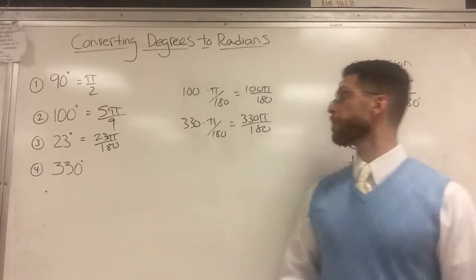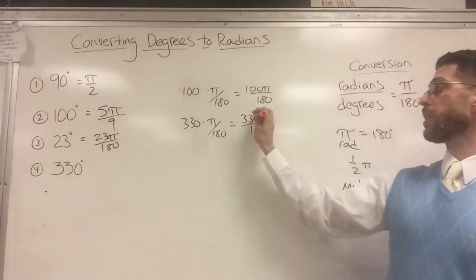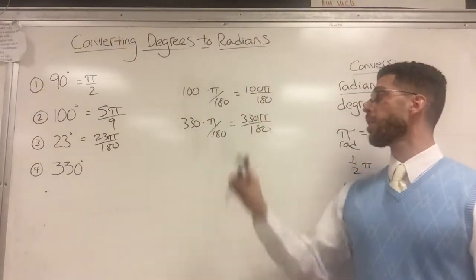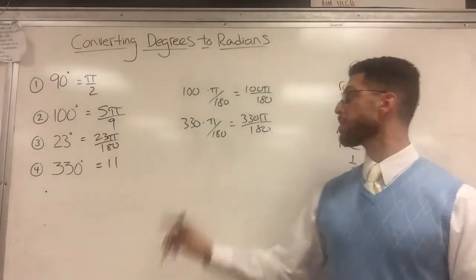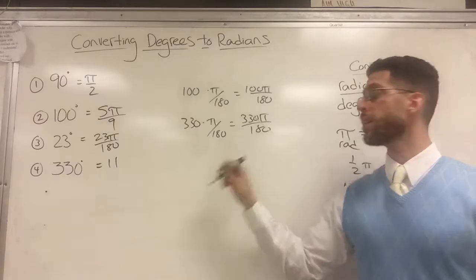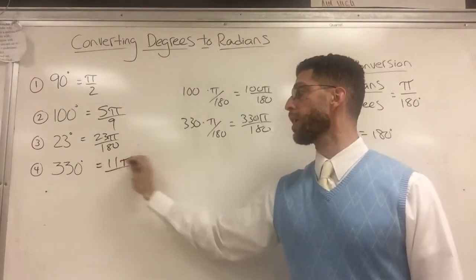Try to reduce that. Well, I gave you a hint already. The zeros go. 3 goes into 33 11 times. 3 goes into 18 6 times. So I got 11 pi over 6.